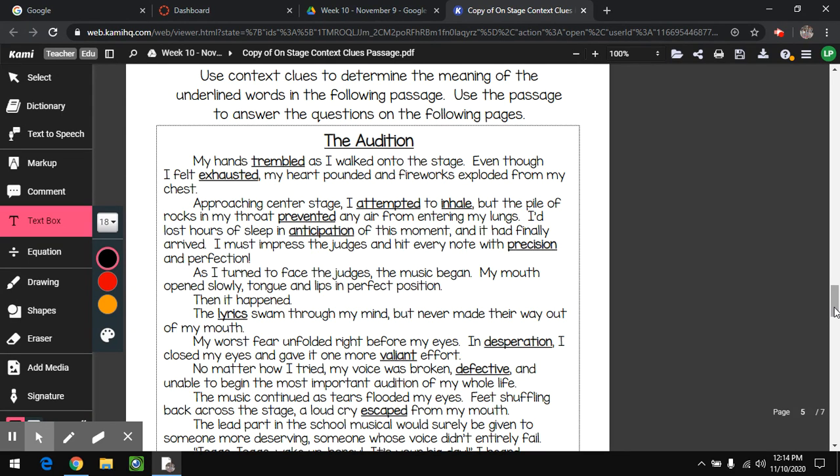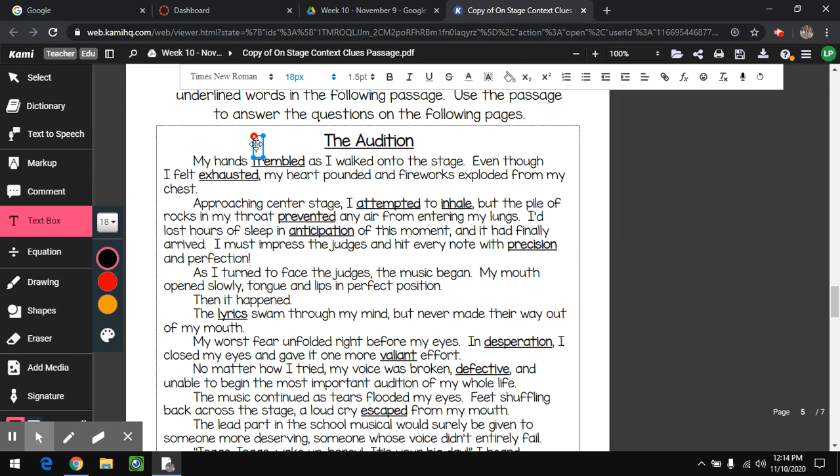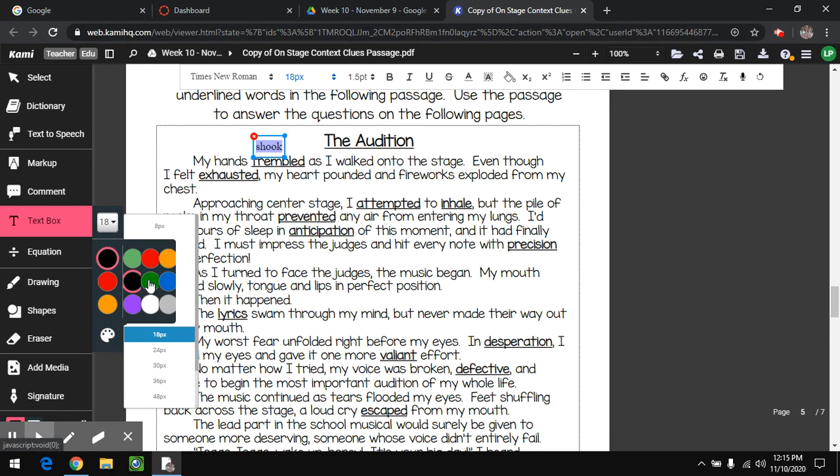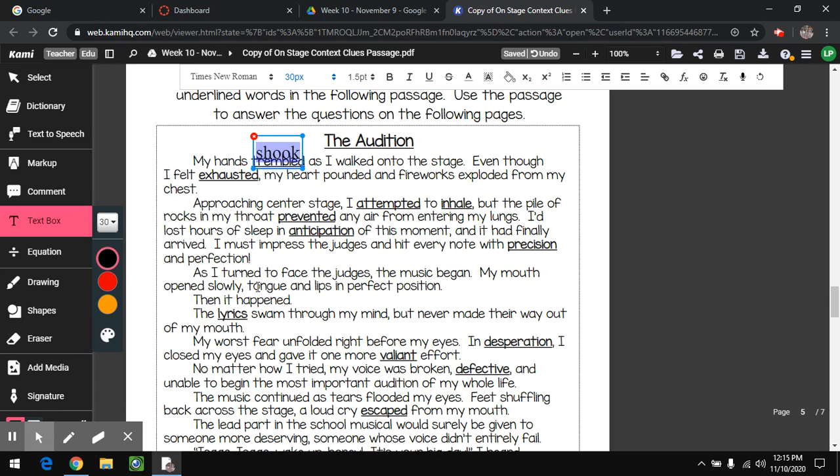Shook. My hands shook. So what I'm going to do is above the word tremble, I'm going to write the word shook. S-H-O-O-K. And again, I'm going to write a little bit bigger, but yours is probably going to have to fit better to make it smaller. Okay?